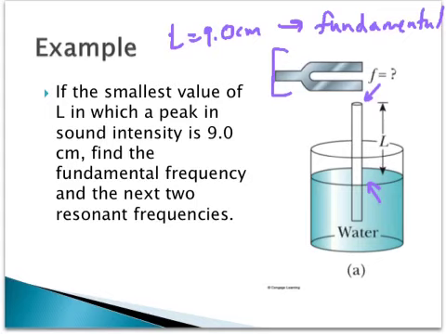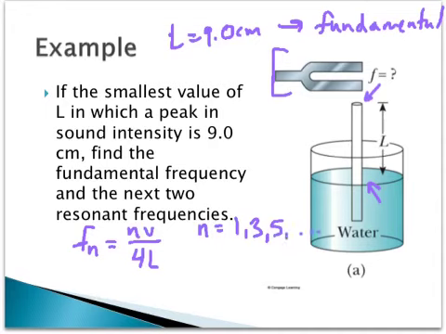First we want to find the fundamental frequency, and then we are going to find the next two resonant frequencies. This is a tube closed at one end, so the frequency of that standing wave is equal to nv over 4L. And here's where you have to apply n, which for a closed end is only the odd integers: 1, 3, 5, and so on. Right now we're looking for the fundamental. Then, since it asks for the next two, we'll be looking for the third and the fifth harmonic.